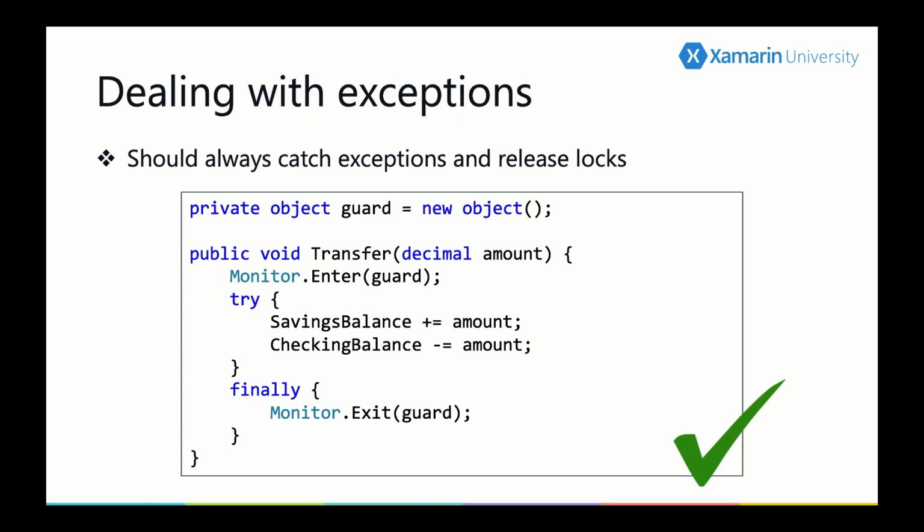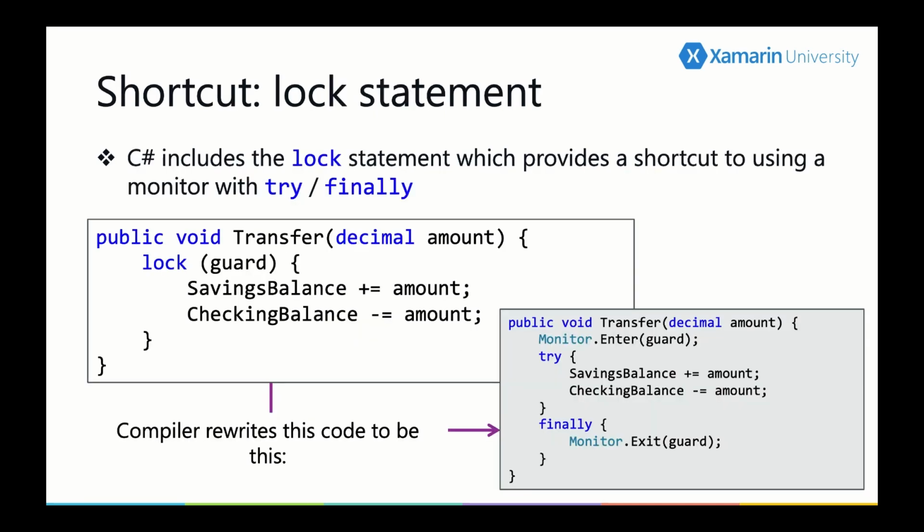But guess what? This is generating overhead, right? Monitor enter, try finally, monitor exit, and you put this everywhere. You want to use a lock? Well, there must be a better way, and there is. There's a shortcut. In C#, you find the lock statement. And as a parameter to the lock statement, you use the very same guard object that we just learned about when using the monitor. If you create a lock statement around some code, then it will be turned into monitor enter, try finally, monitor exit. It's exactly the same thing.